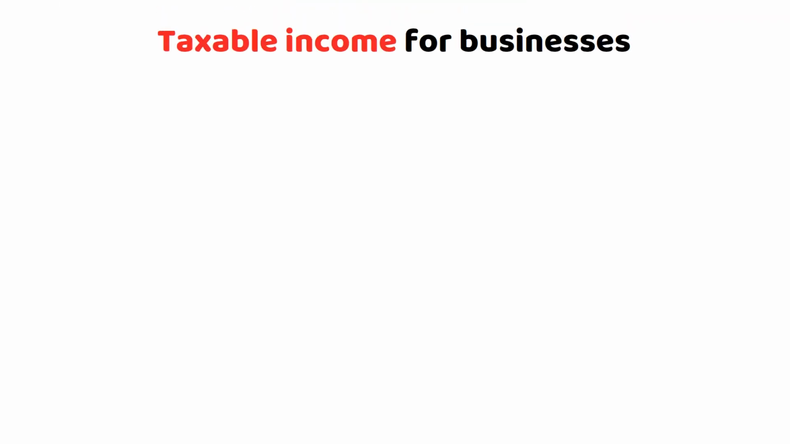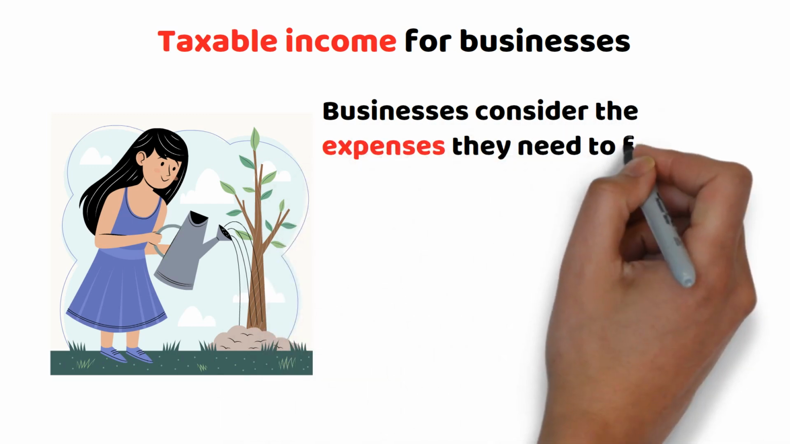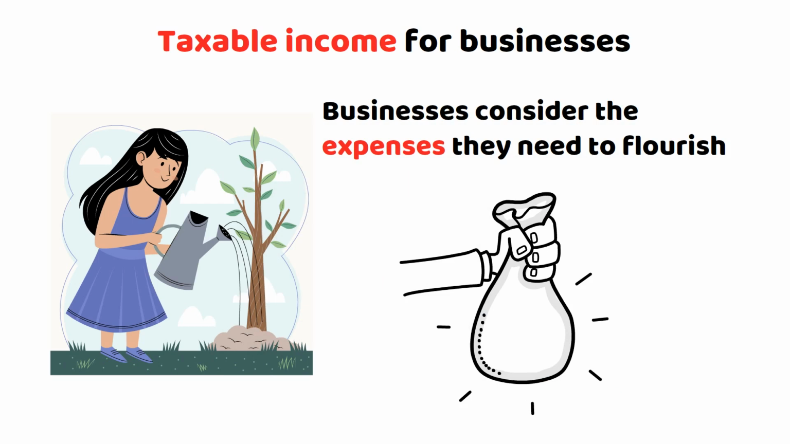When we talk about taxable income for businesses, think of it like measuring the health of a tree. Just as you'd account for the water and nutrients a tree needs to grow, businesses consider the expenses they need to flourish. It's a simple idea. You only pay taxes on the wealth your business actually gains.